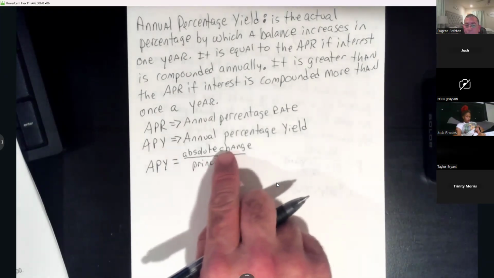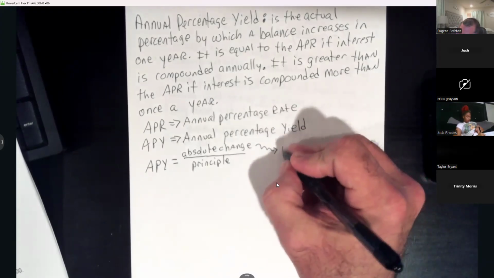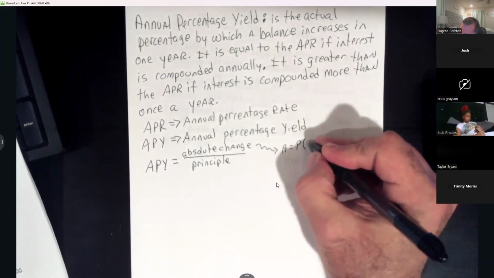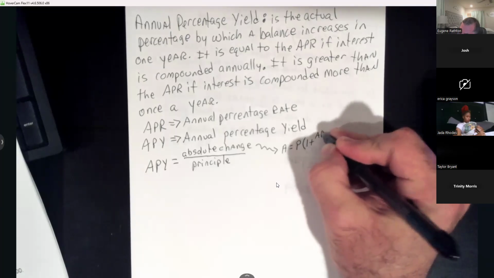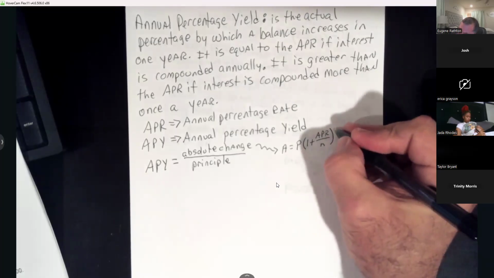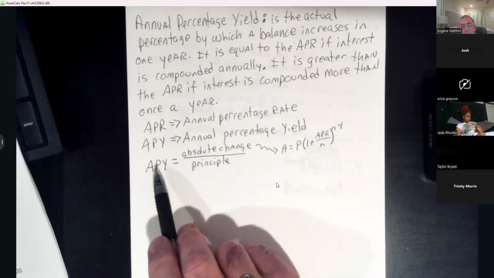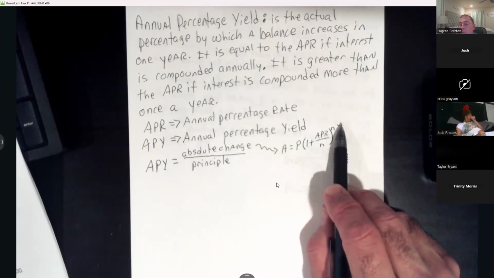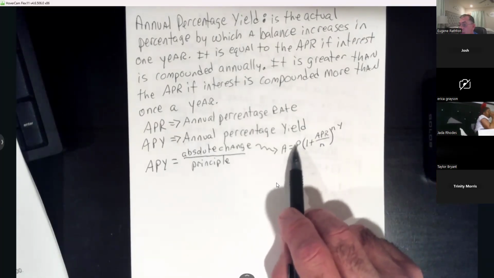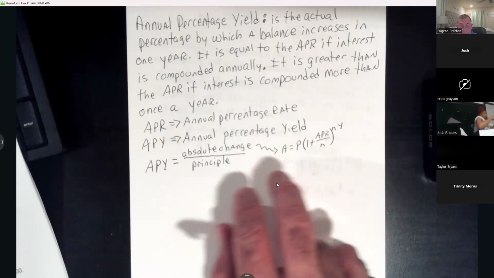So you'll basically use the formula for A. Right here for the absolute change, we'll use our formula A equals P times 1 plus our APR divided by N, and then raised to the N times years. Usually when you're finding your annual percentage yield, the years will be 1 year, okay? And then you can start with any amount for the P just to check how much the bank is going to pay or yield for that year.